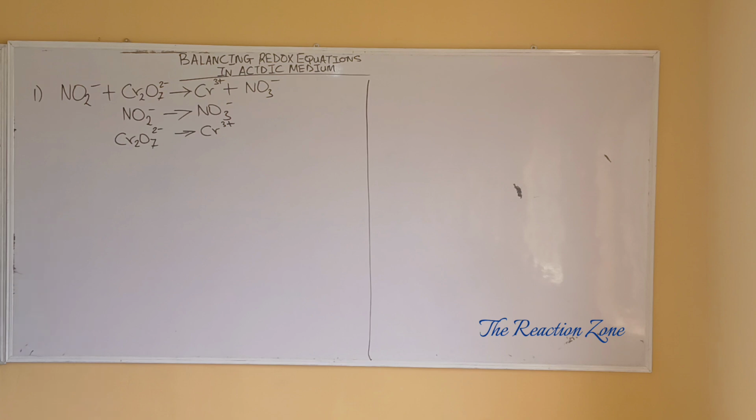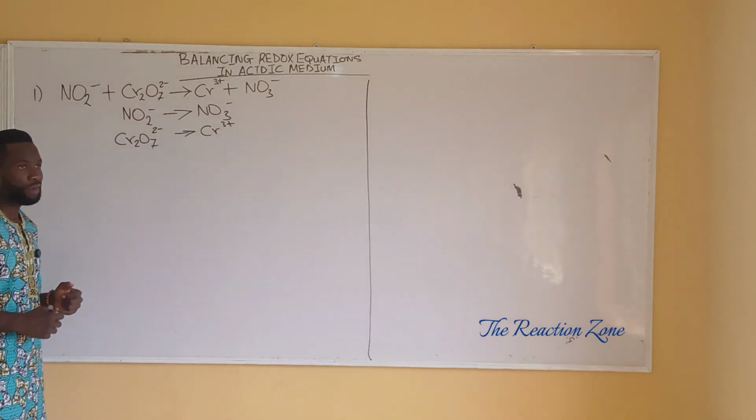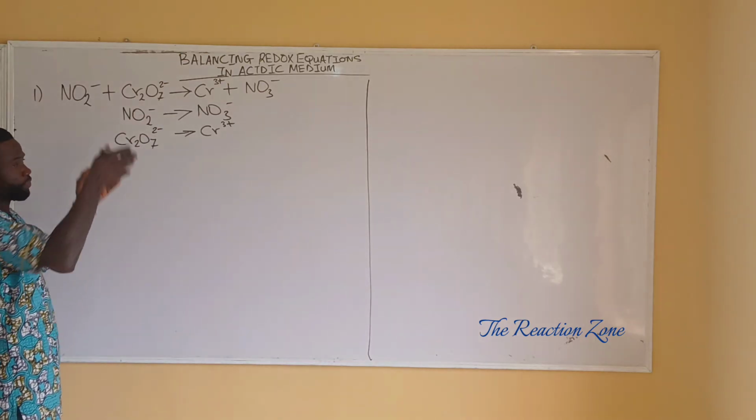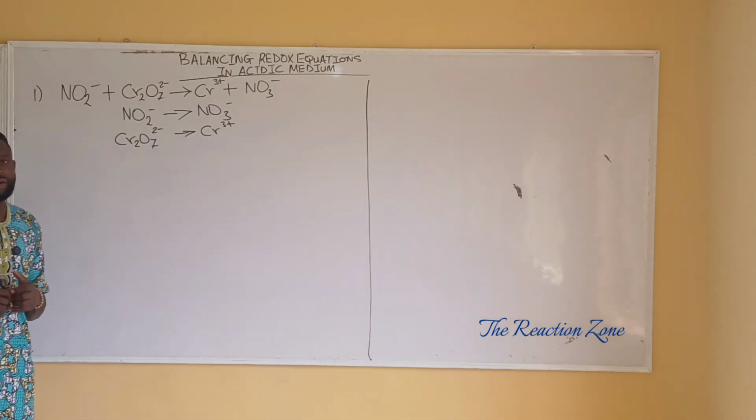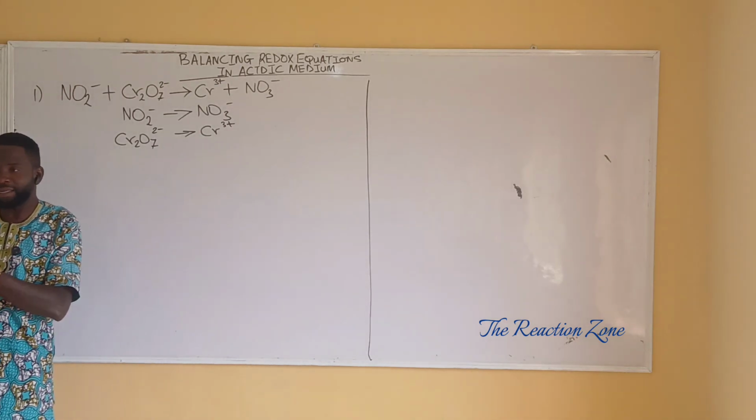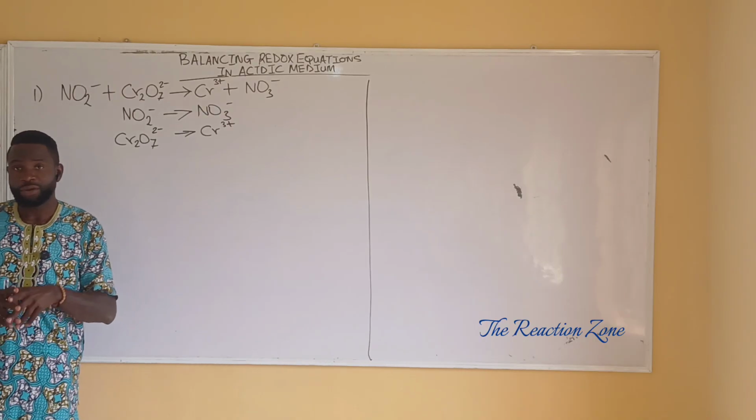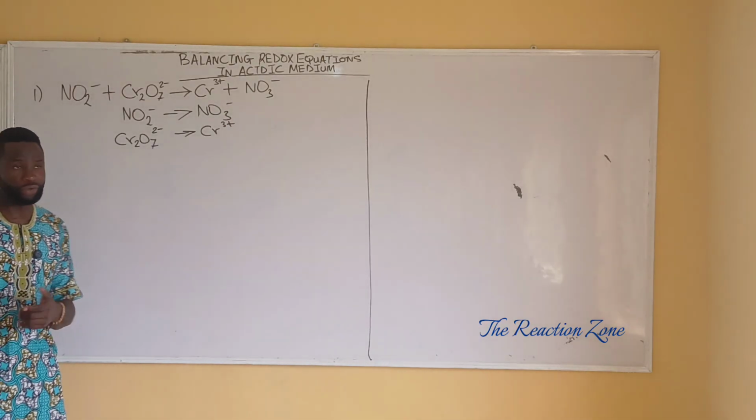So what we have done is that we have successfully split this redox equation into 2 parts, and these 2 parts are called half equations. One of the half equations is oxidation, and the other one is reduction. To find out which is oxidation and which is reduction, you can take any of the elements and see if there is an increase in oxidation number or a decrease. Now recall that oxidation involves an increase in oxidation number, but reduction involves a decrease in oxidation number.